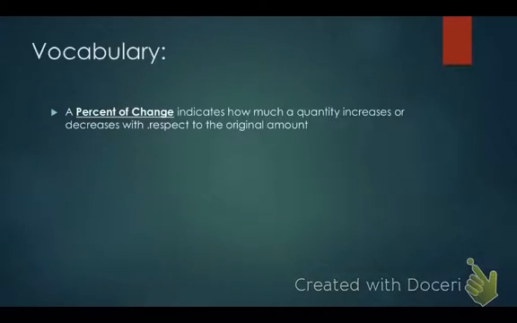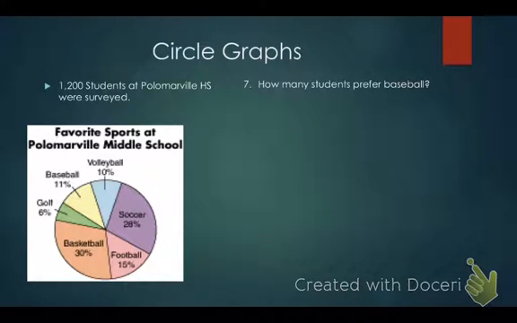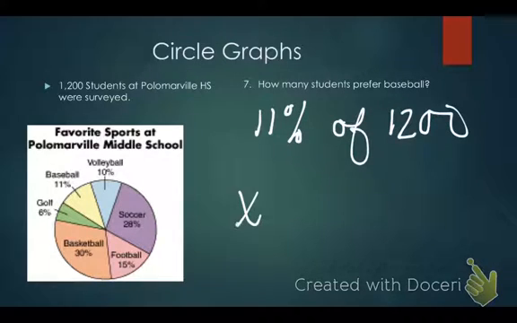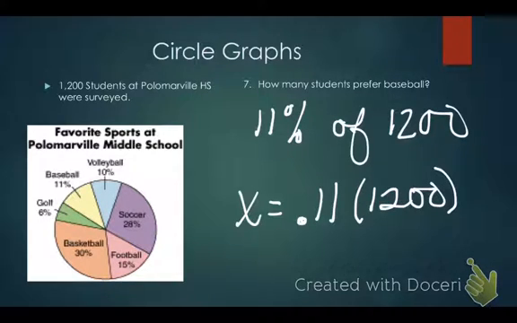So I need to this time find 11% of the 1,200. So again, I'm going to do this one by an equation. So I'm going to do 0.11, got to change it to a decimal, times 1,200. And that's exactly 132 students prefer baseball.